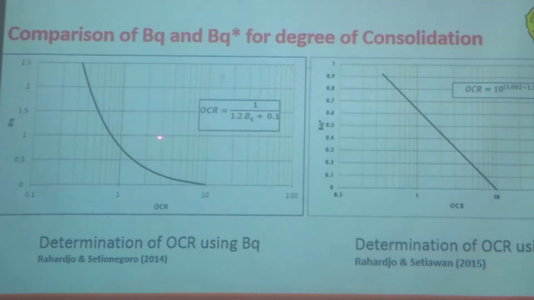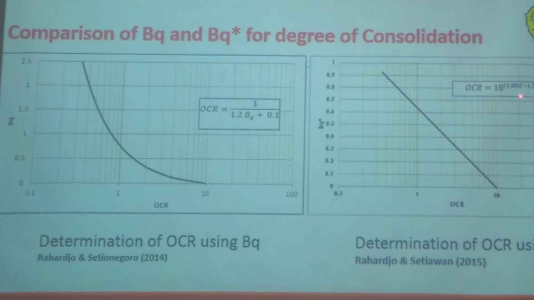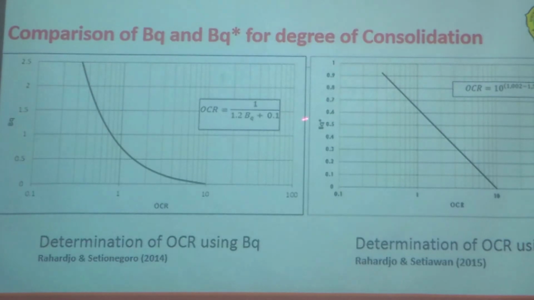So we use another one. So that was using BQ. This is using BQ star. So we have even straight line. So better.